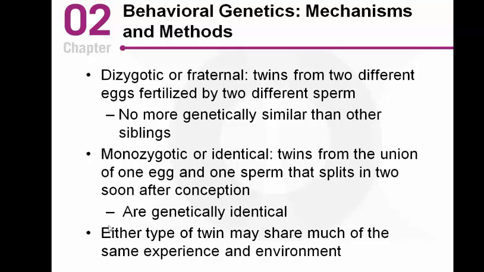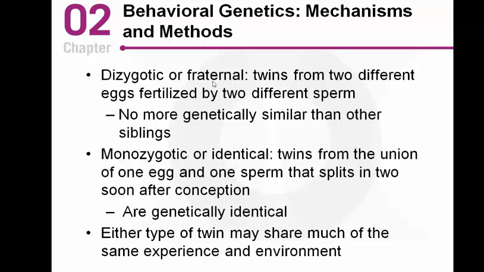Now, when we're studying development, something that we often do is study twins, because this helps us have a unique look at nature versus nurture. So in order to talk about that, we have to understand the different types of twins. So we can have dizygotic or fraternal twins, or monozygotic or identical twins.